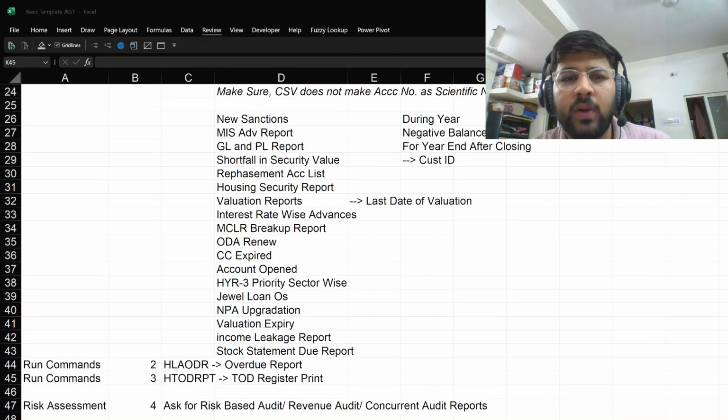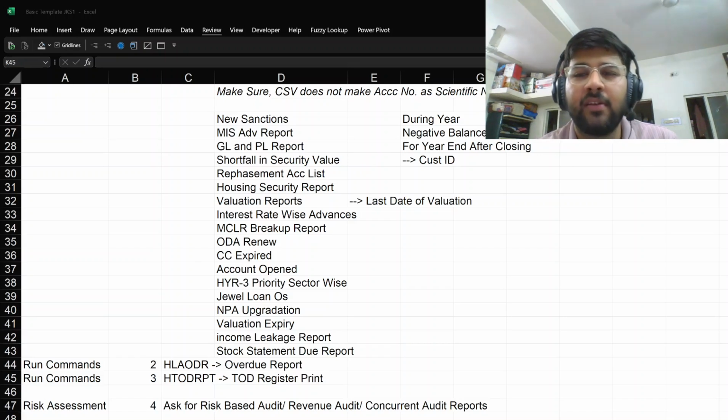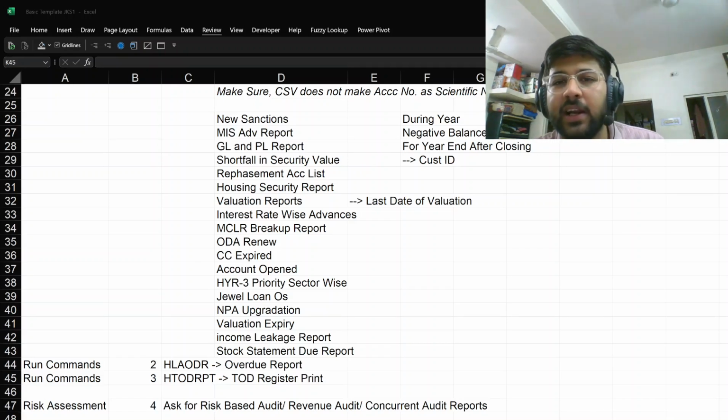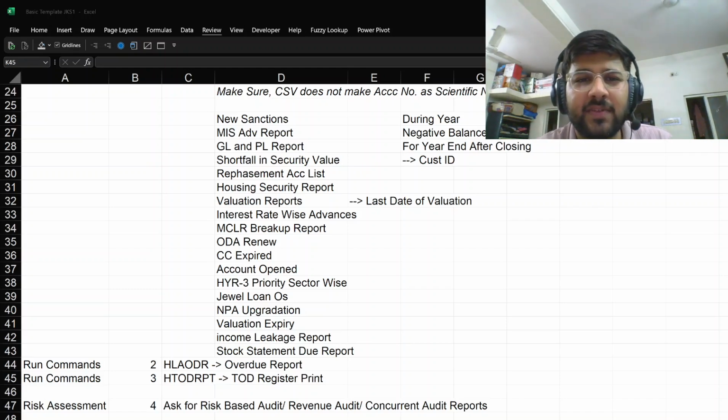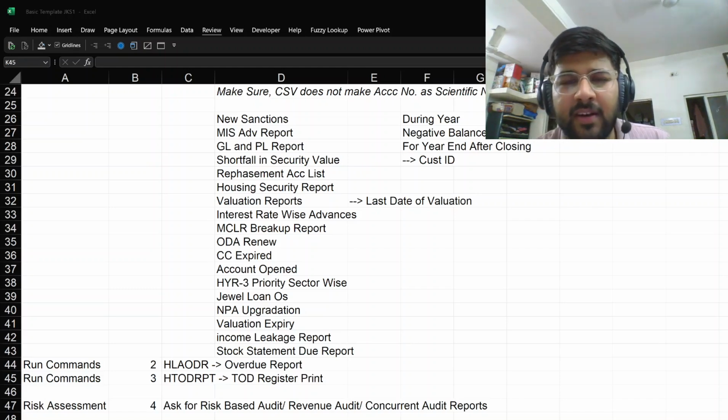Okay, and then you can get the housing security report. You can get the valuation report to identify the last date of valuation, and if certain valuations have taken place on a single date, it may indicate that there are some problems with the valuation. Okay, then there is the interest rate wise advances report. This helps you identify the scheme of the advances as well, and the interest rate as at that date as well.